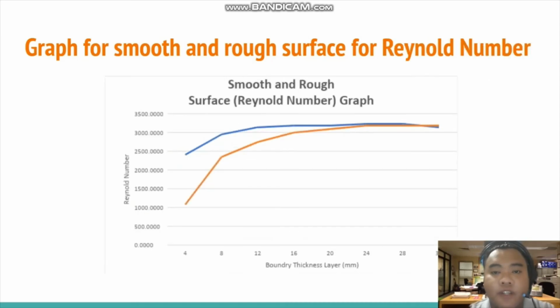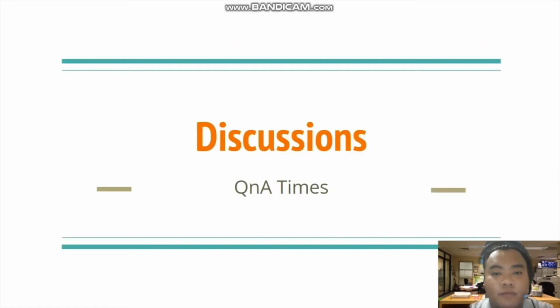And then for the Reynolds number, at 4 millimeter thickness there is a different gap, but from 24 to 28 to 30 millimeter thickness, we can see that they are getting the same number as they are going together. Now, we will go to the discussion section.